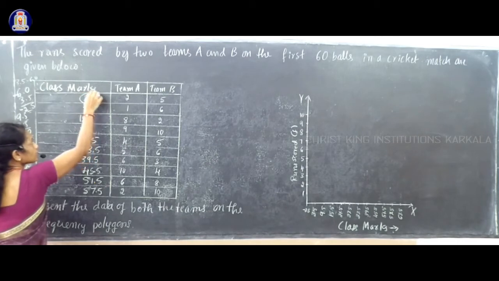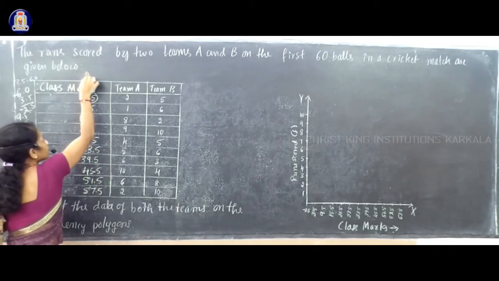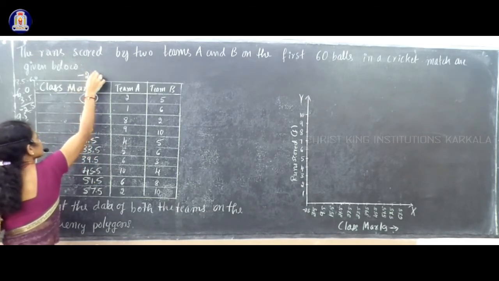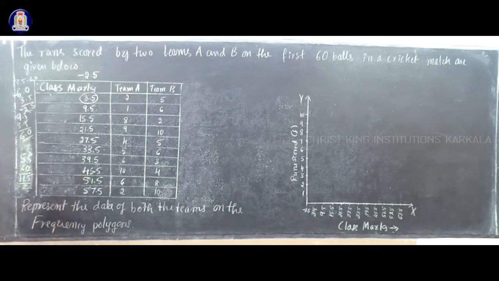So previous class mark of 3.5 I will write up, that is minus 2.5, and last class mark in the table. What is the last class mark in the table? That is 57.5. We need the next class mark of that. How to get the next class mark? You have to add the difference between successive class marks, that is 6.